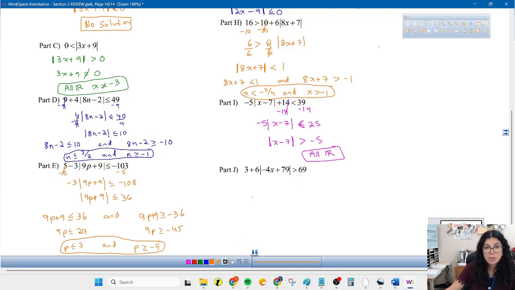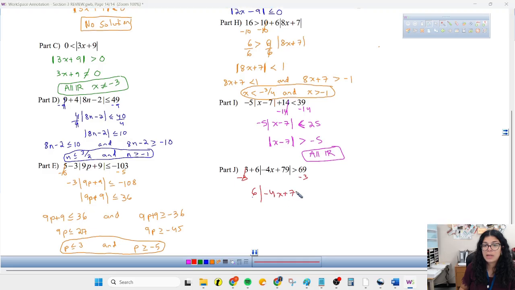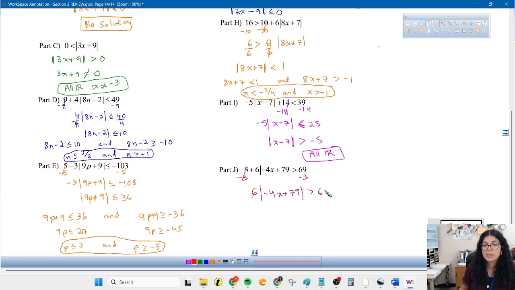All right, last question. Subtract 3 on both sides. 6 times the absolute value of -4x plus 79 is greater than 66. Divide by 6. We get the absolute value of -4x plus 79 has to be greater than 11. Now, where is the distance more than 11? Well, on the outsides of 11 and -11. So it would have to be more than 11 or less than -11.